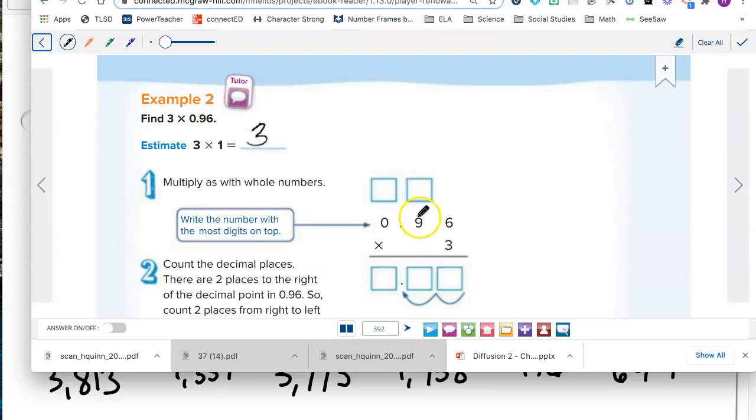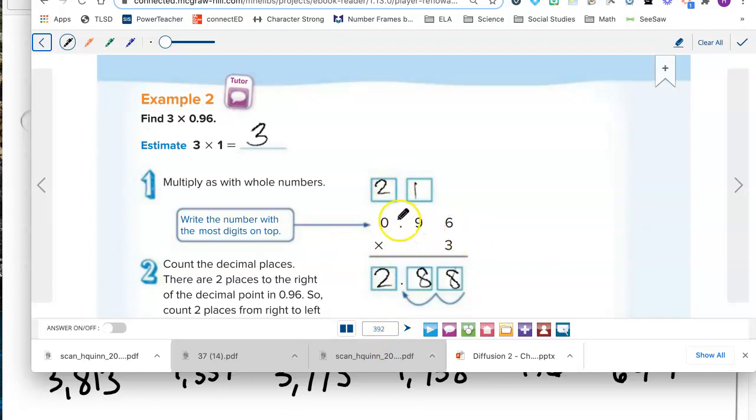And then we're going to multiply our whole numbers. I know that this is 18. Carry the 1. 3 times 9 is 27. 27 plus 1 is 28. I'll carry the 2. This is 0 plus 2 is 2.